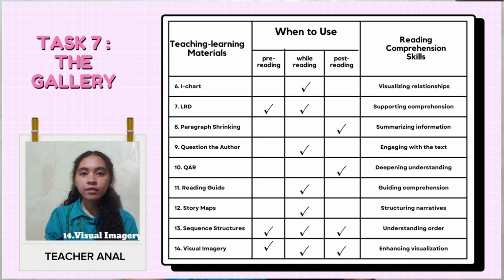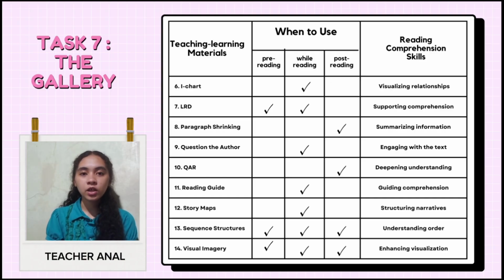So let's go to number 14, visual imagery. When to use: pre-reading. Reading comprehension skill: enhancing visualization. By this, students are encouraged to create mental images of the content before reading, which can improve their engagement and comprehension as they visualize the content.